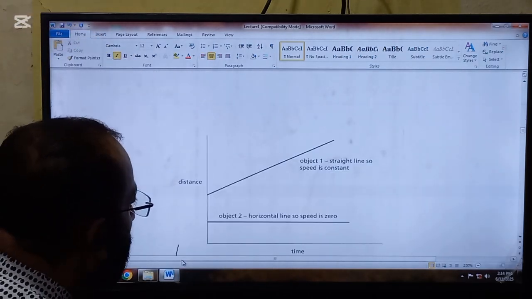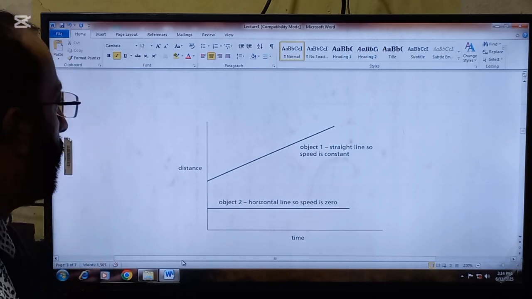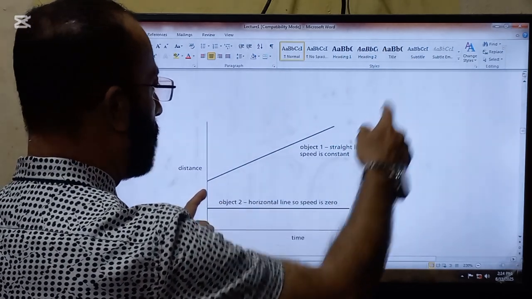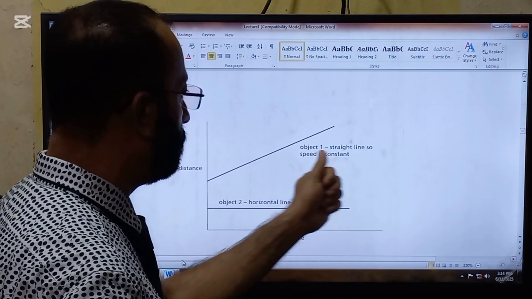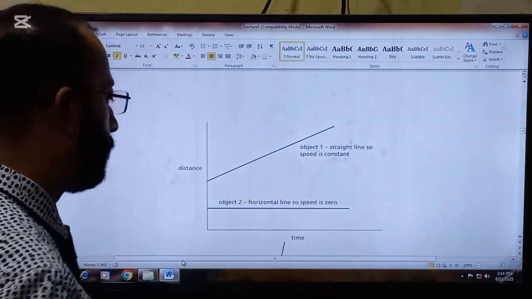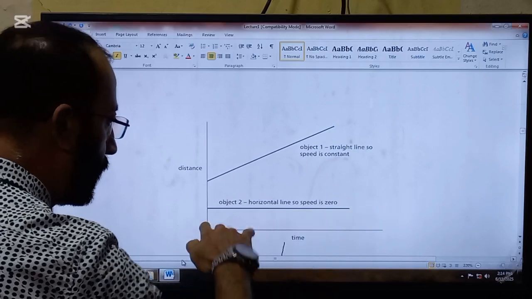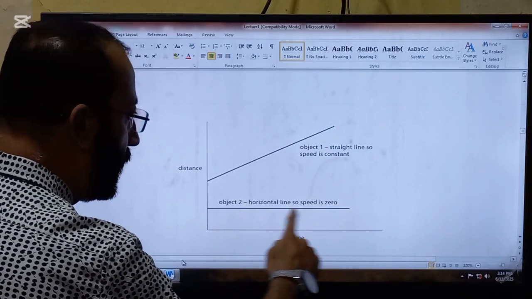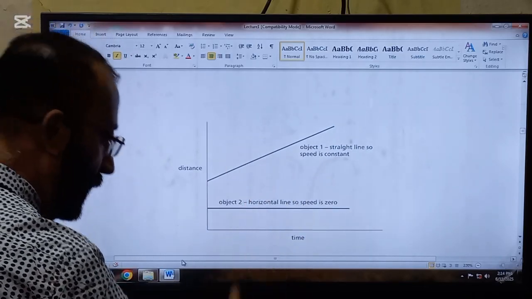The distance time graph. The first graph is increasing gradually. Object 1, straight line. So speed is constant. But this graph is horizontal, so speed is 0. So learn it.